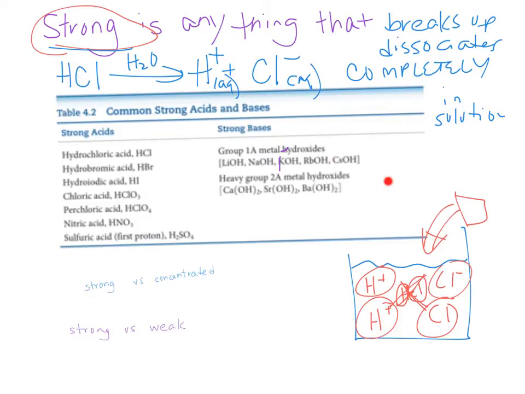These are the strong bases. The group 1 metal hydroxides. So group 1, the alkali metals, when they combine with a hydroxide, those are all strong bases. Lithium hydroxide, sodium hydroxide, anything group 1 metal and hydroxide is a strong base. And the heavier group 2 metal hydroxides: calcium hydroxide, strontium hydroxide, and barium hydroxide. So you have to memorize these.